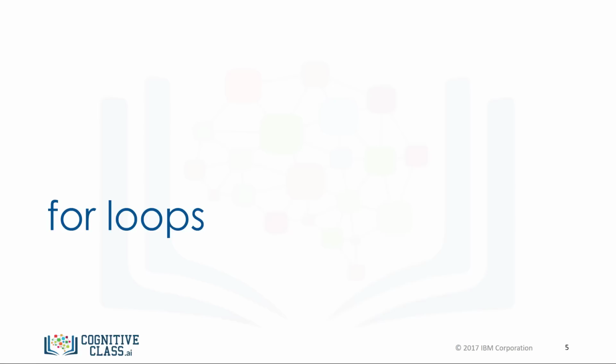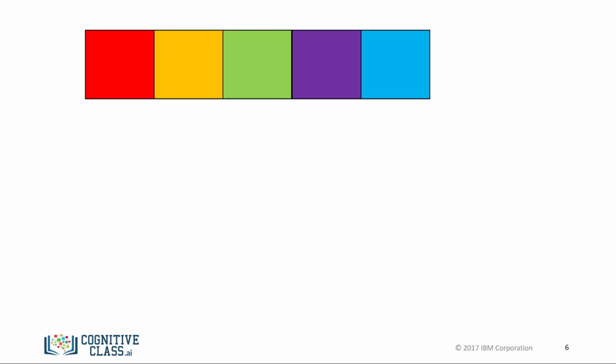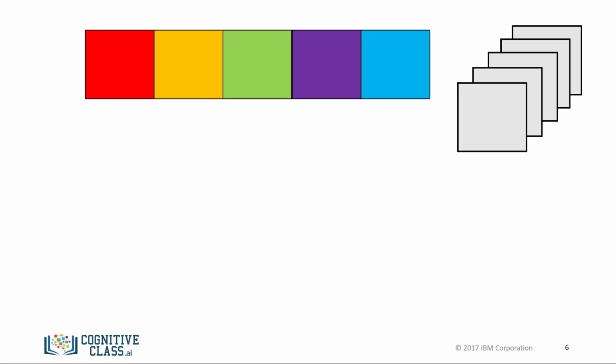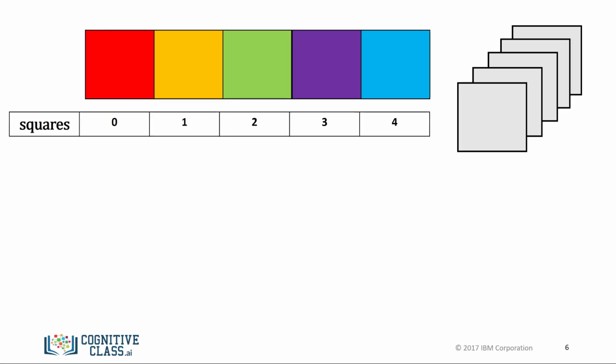In this section, we will cover for loops. We will focus on lists, but many of the procedures can be used on tuples. Loops perform a task over and over. Consider the group of colored squares. Let's say we would like to replace each colored square with a white square. Let's give each square a number to make things a little easier, and refer to the whole group of squares as squares.